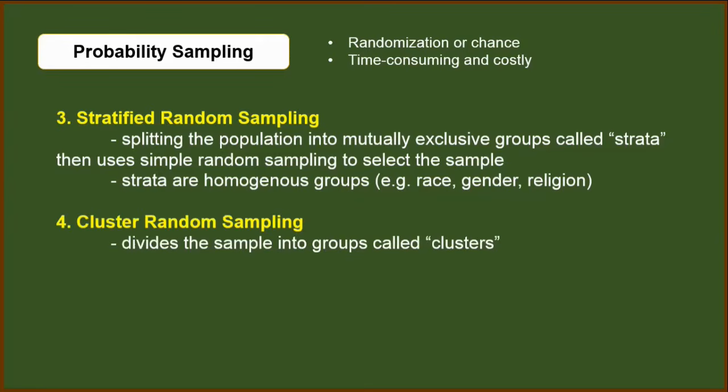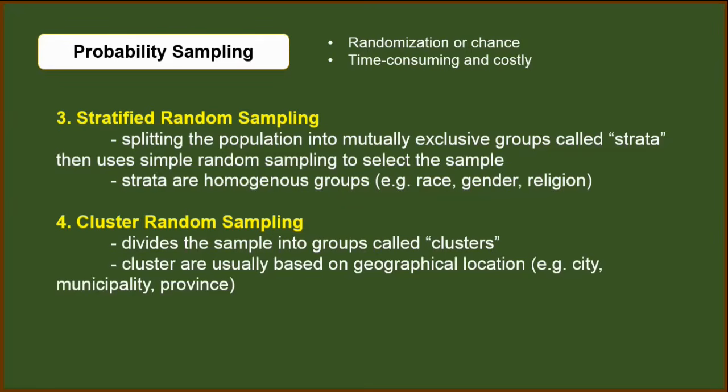Cluster random sampling divides the population or the group into clusters. These clusters are usually based on geographical location. For instance, you want to have a study about modular learning. So there, your population will be all the students who are under modular learning. Cluster random sampling involves you grouping those students into barangay or city. And then in that barangay or in that city, you will randomly pick students under modular learning.